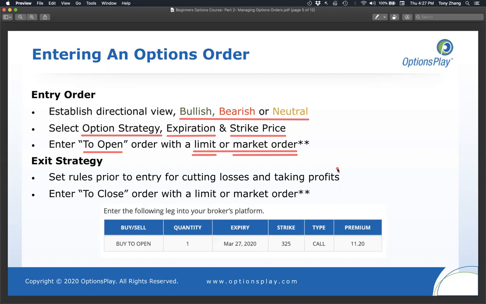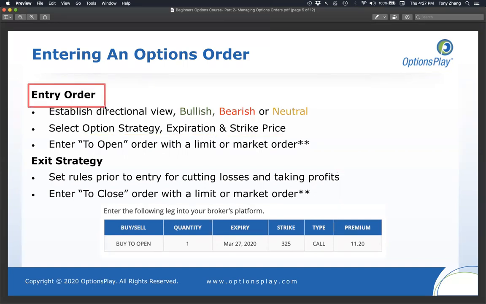Now, once you've entered a position, how do you actually go about exiting? Same thing with trading any type of strategy, whether you're trading stocks or options: you want to have a rule of thumb as to when you want to get out of the trade. You should have a general rule of thumb for when you want to cut losses on a trade and when you might want to take profits.